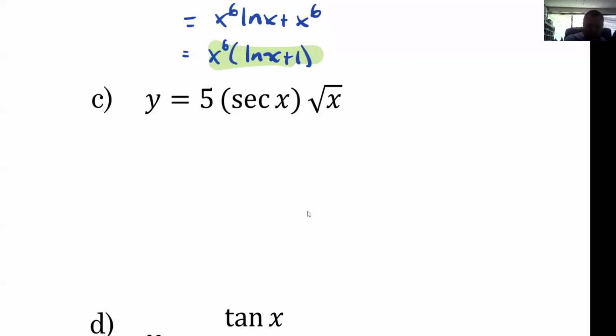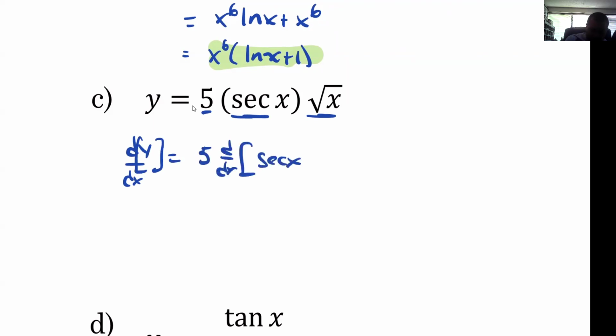And so part C, just be careful with this question. This is 5 times the secant of x times the square root of x. You don't have to use 3 product rules or anything, because 5 is obviously a constant. So when you're taking the derivative of the left side, the derivative of y with respect to x, remember you can pull constants out of your derivatives and we can treat it like this derivative. And now we can see easily what two derivatives are being multiplied together.